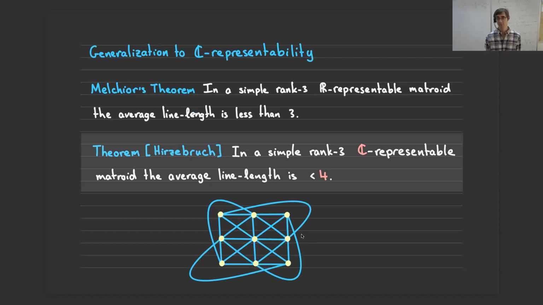So what about complex representability? Well, there is an analog of Melchior's result for complex representable matroids, and that's due to Hirzebruch. So Hirzebruch showed that a simple rank 3 complex representable matroid has average line length less than 4. I doubt that Hirzebruch knew what a matroid was, but his result says that.